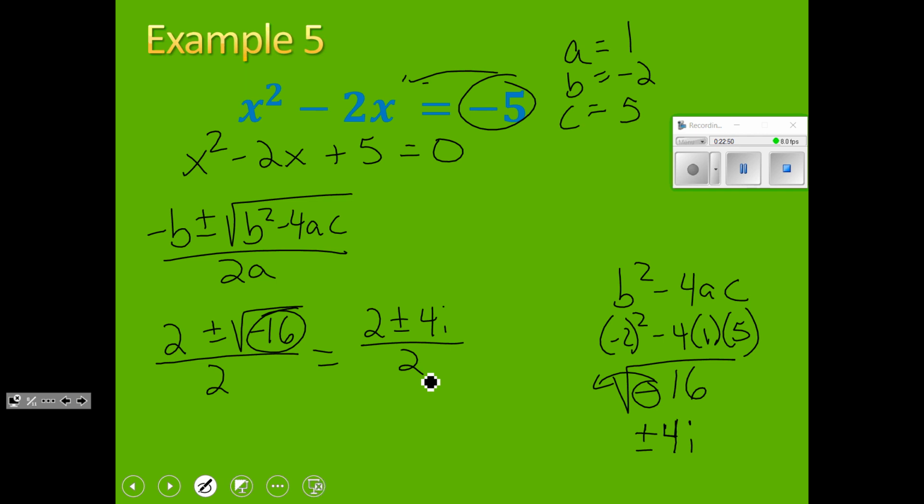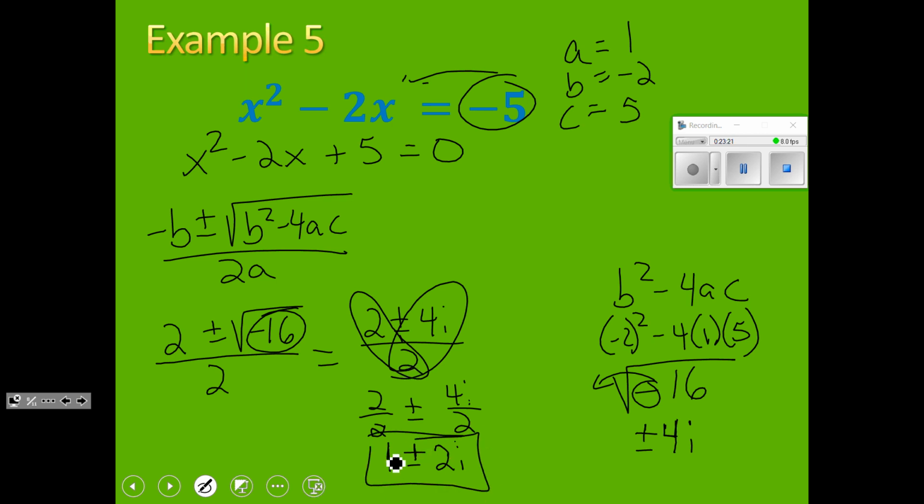So don't forget, if you're going to simplify this, you can't just start crossing out the 2's and say those cancel. That doesn't work. If you're going to simplify it, you got to divide each by 2. Okay? So 2 over 2 plus or minus 4i over 2. So this becomes 1 plus or minus 2i. And you can leave it just like that.